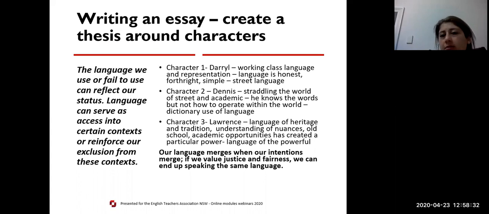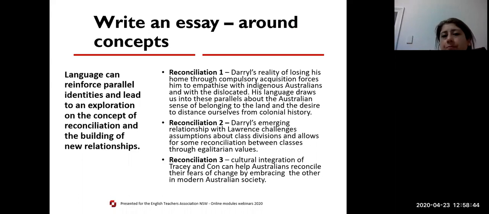So you can either decide to write your essay around characters, especially if you have a good solid understanding of that, and then incorporate other aspects of language into that. Or you can write your essay around concepts, as I did with conversations. But in this case, I've chosen reconciliation. Language can reinforce parallel identities, as we saw with the losing of the home and the cultural memories for Daryl and the Indigenous issue. And they can lead to an exploration on the concept of reconciliation, reconciling social classes, and the building of new relationships, which is cultural relationships.